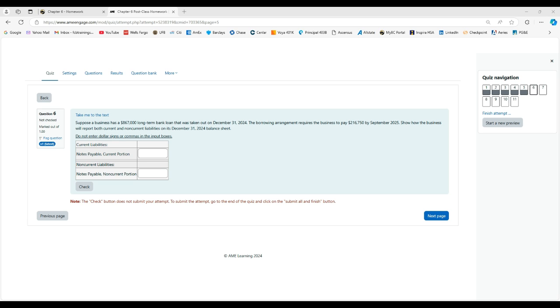So the total liabilities is the $867,000, and then the current portion is going to be the piece that we're going to repay within a year, right? So that is the $216,750. So that becomes the piece of that $867 total that's current, and then the rest of it, $867 minus the $216,750, this is $650,250, is the non-current portion.